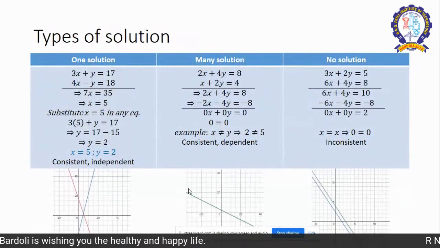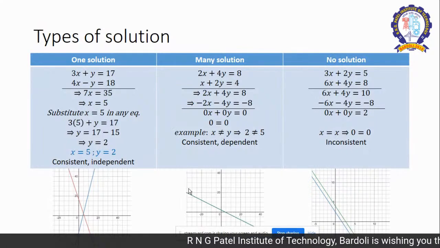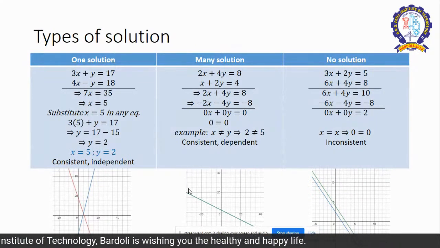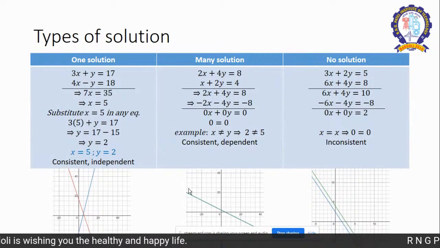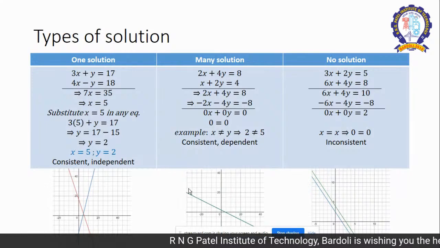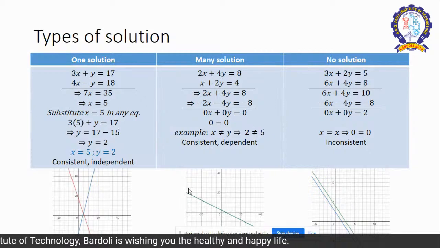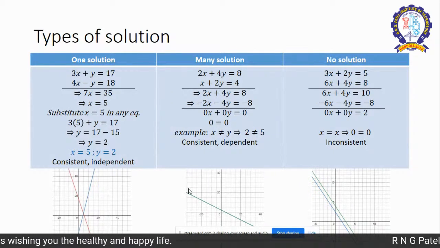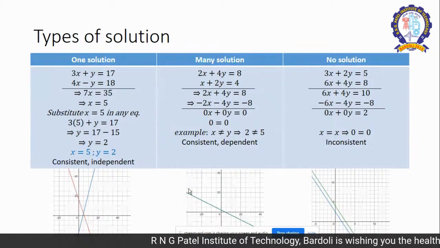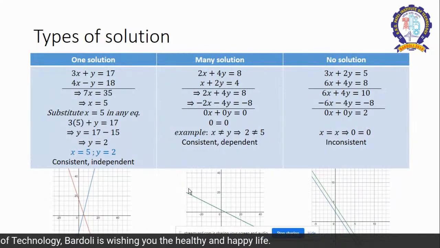Okay, now whenever we have a solution, there are three different kinds of solutions that we get. Either the system has one solution, or many solutions, or no solution. Let's take the system 3x plus y equal to 17 and 4x minus y equal to 18. We cancel out y and we have 7x equal to 35, so x equal to 5. Now we substitute x equal to 5 in either equation, and we get y equal to 2.